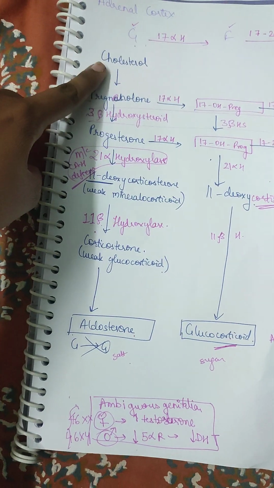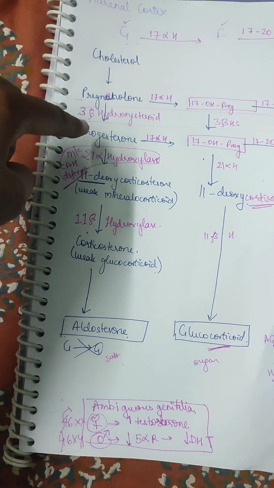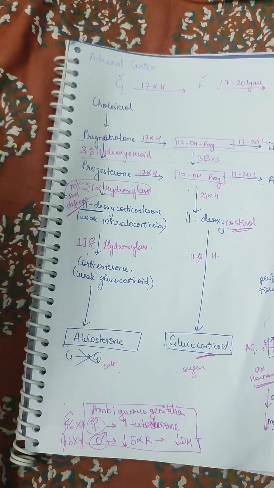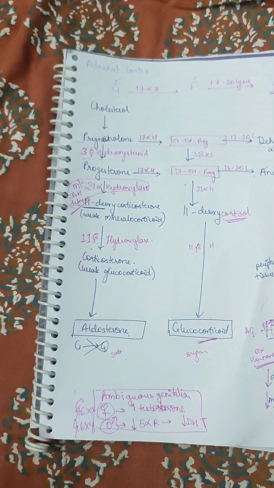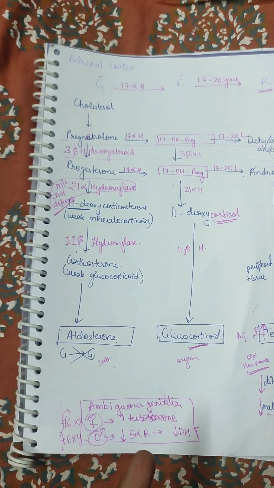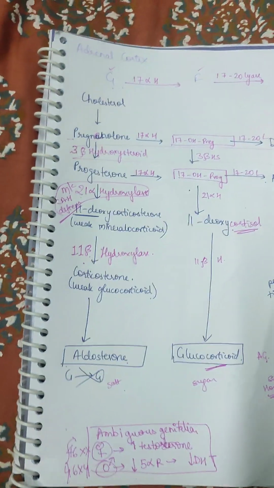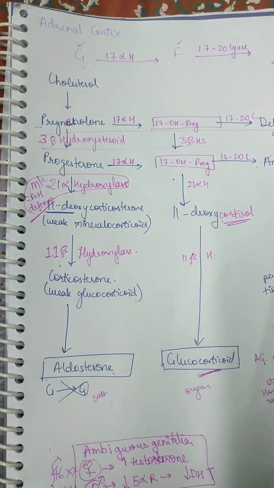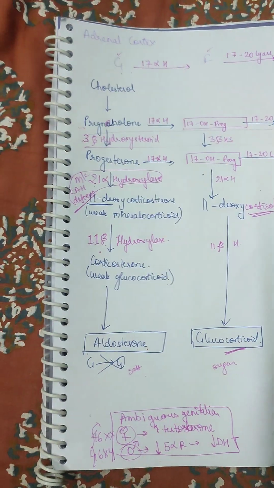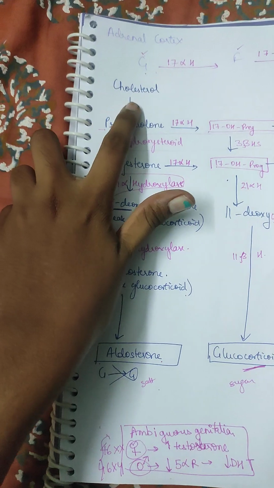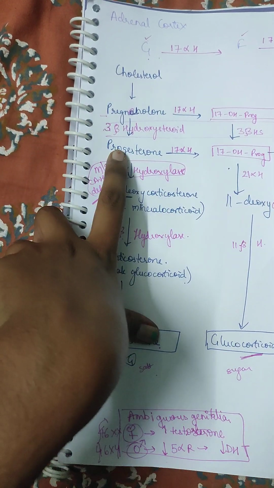So we have cholesterol, pregnenolone, progesterone. These three things you need to remember by hook or by crook, because cholesterol is the starting point. Pregnenolone, like pregnancy, is something related to pregnancy that you can remember. And then we have progesterone, an important hormone again, right? So cholesterol, pregnenolone, and progesterone. Just write them down.